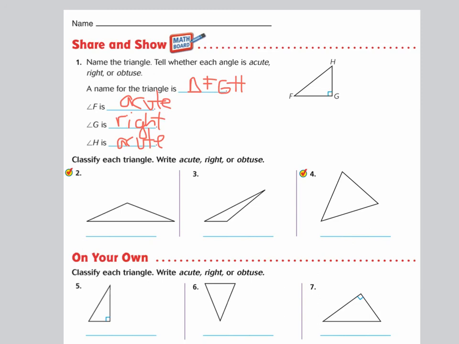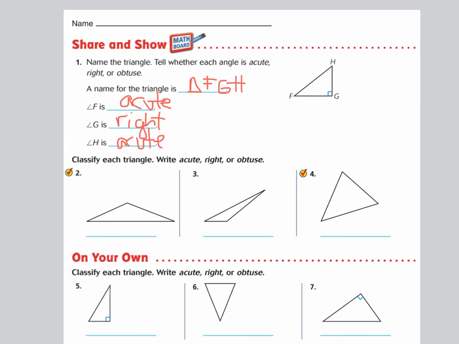It can't be right because there's more acute. But remember, all triangles have 2 acute, and it's that third angle that classifies it or tells you what kind of triangle it is. So in this case, our third angle would be the right angle, and so it is a right triangle. Let's do more of those.